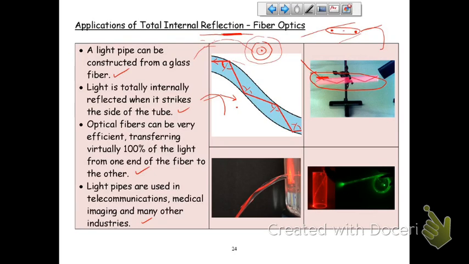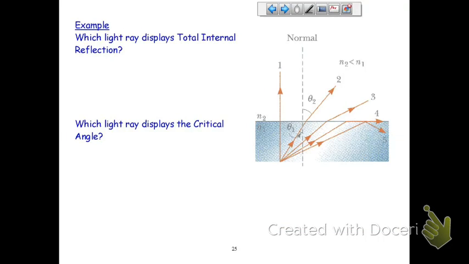But that's not to say, I mean, this is done with water. This is a light pipe made of water coming out of a 2-litre bottle of drinking fluid. Which ray is totally internally reflected? That would be E. Which light ray depends on the critical angle? It's 4, the critical angle.